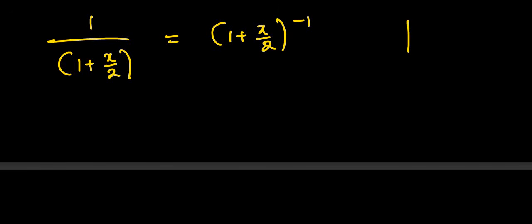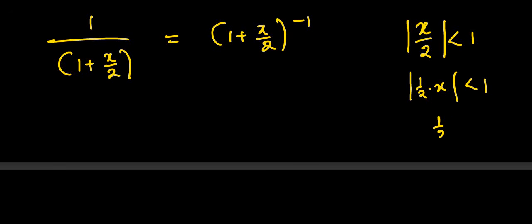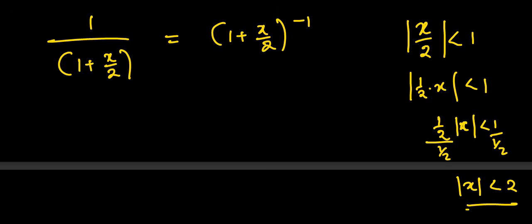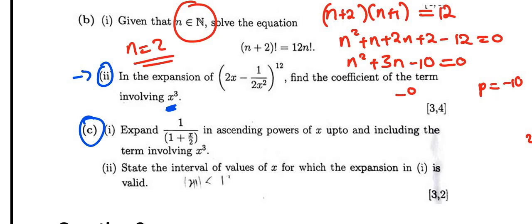The valid region is just the modulus of whatever is here being less than 1. We can factorize. This is the same as half times x less than 1. We can factor out the half. Then this is less than 1. We divide by half, meaning modulus of x is less than 2. So this is what you get as your valid region. So I've just solved the last question here in advance. I just wanted to do it in advance because it's very straightforward.